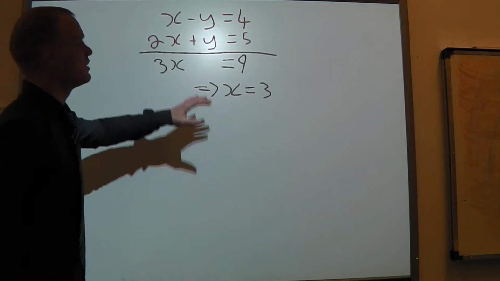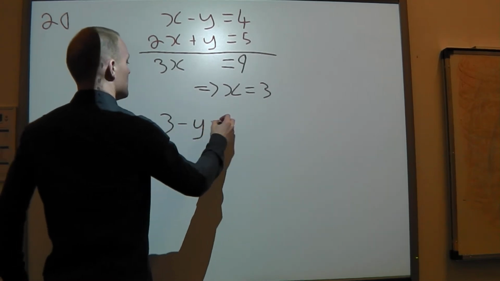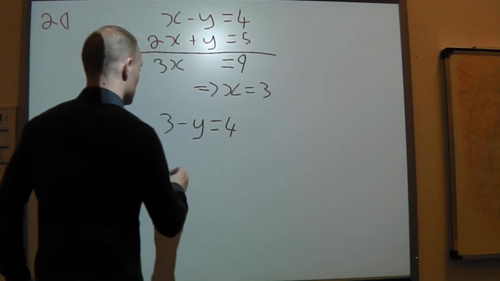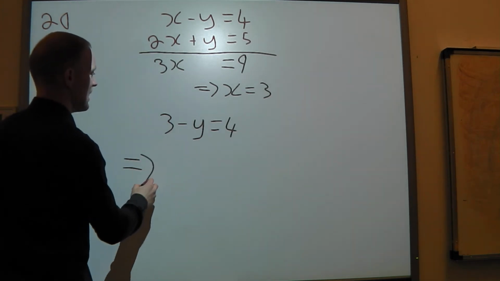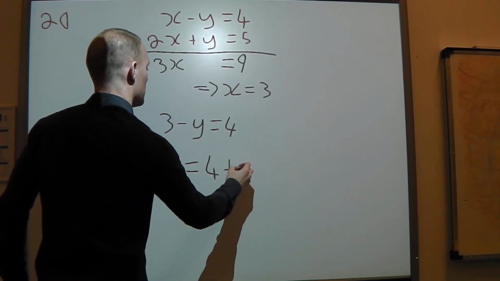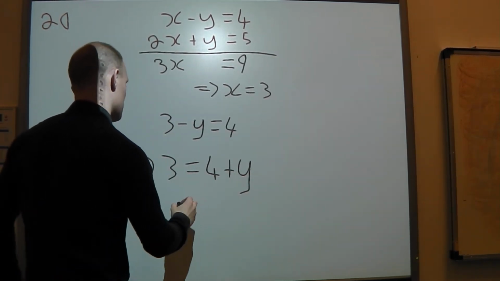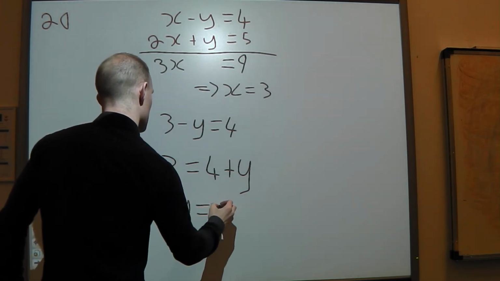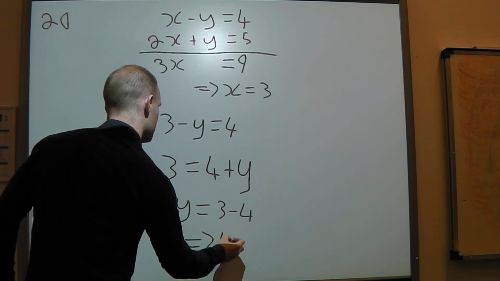And then you just fill in your value for x equal to 3. So it's 3 minus y is equal to 4. That implies that 3 is equal to 4 plus y if we add y to both sides. And if we subtract 4 from both sides, y is equal to 3 minus 4. And that implies y is equal to minus 1.